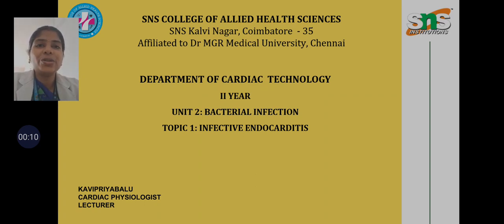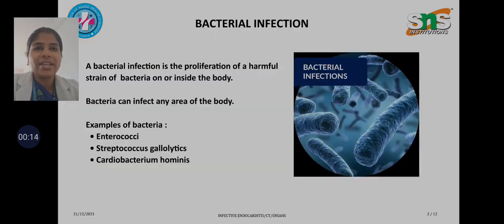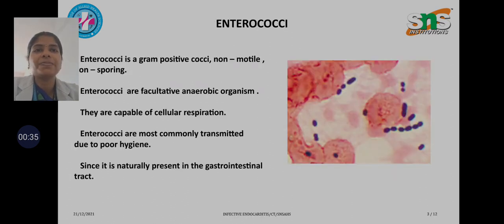I would like to share my case study video about infective endocarditis. Here, a bacterial infection is the proliferation of a harmful strain of bacteria inside the body. Bacteria can infect any area of the body, and examples of bacteria are enterococci, Staphylococcus haemolyticus, Cardiobacterium, and Aeromonas.